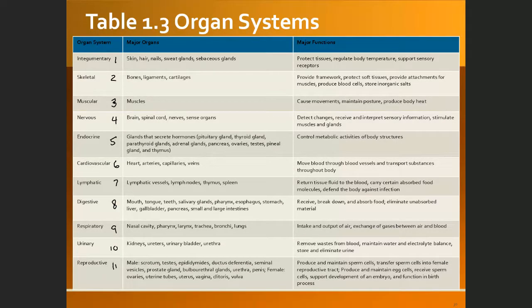The easy example we're going to use is the digestive system, because you are familiar with its organs. It consists of the mouth, the tongue, the teeth, salivary glands, pharynx, esophagus, stomach, liver, gallbladder, pancreas, small and large intestine, and also the rectum and anus. These are the organs that make the digestive system. So the mouth is one organ, the tongue is one organ, and so on.